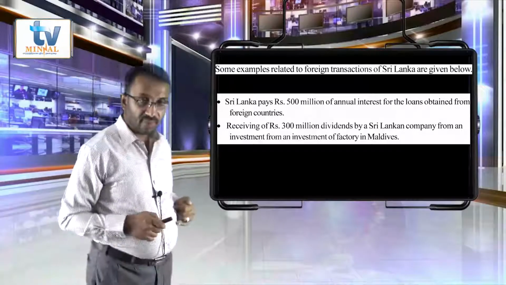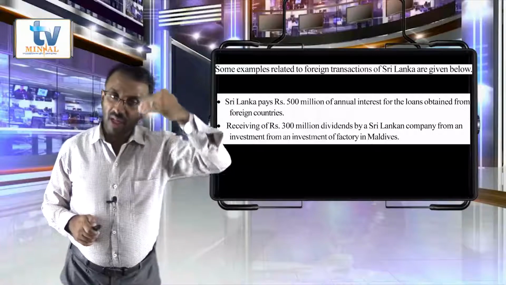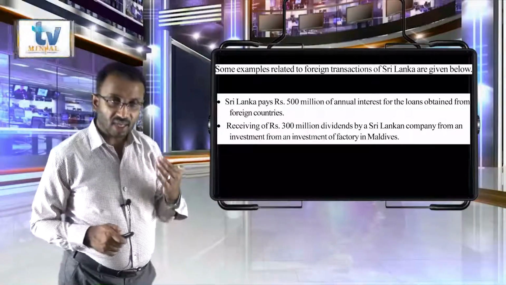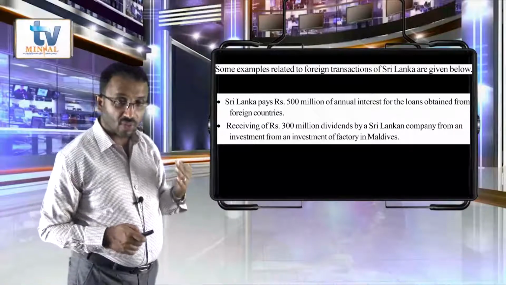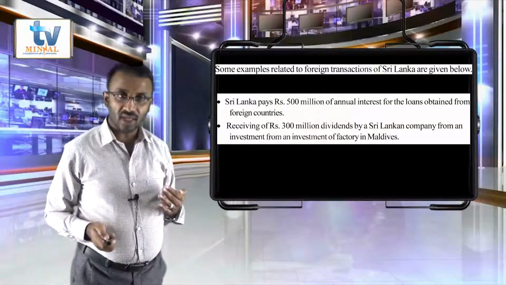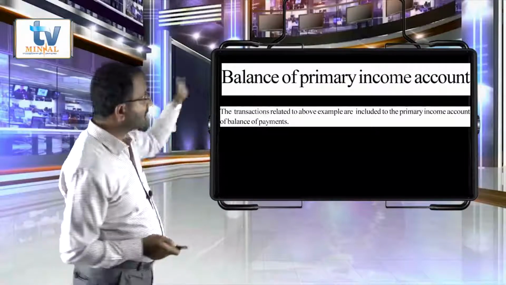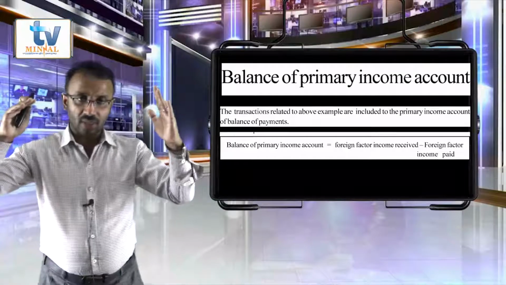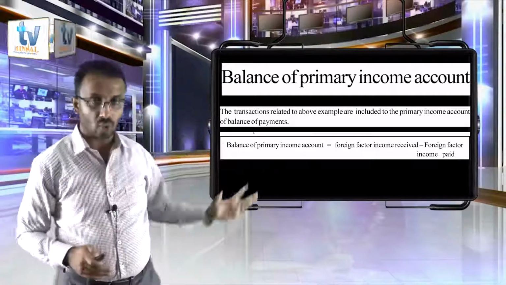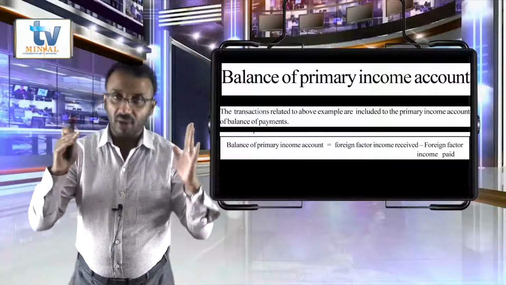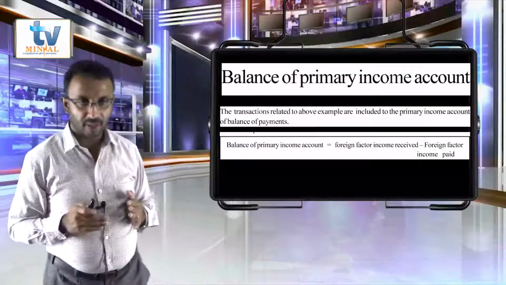Second one, let's see, receiving 300 million dividends by a Sri Lankan company from an investment of a factory in Maldives. So here, balance of primary income account. Now let's see here, the transactions related to the example I told you now are included in the primary income account of the balance of payment.